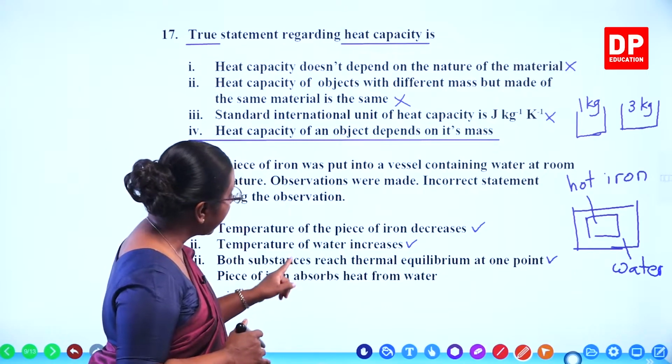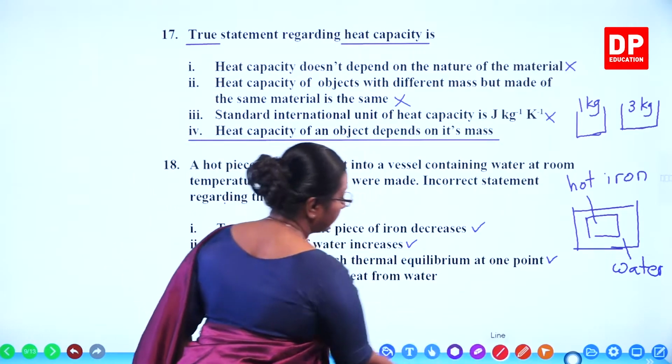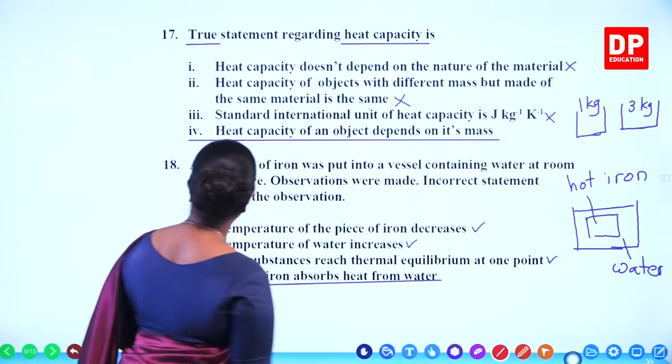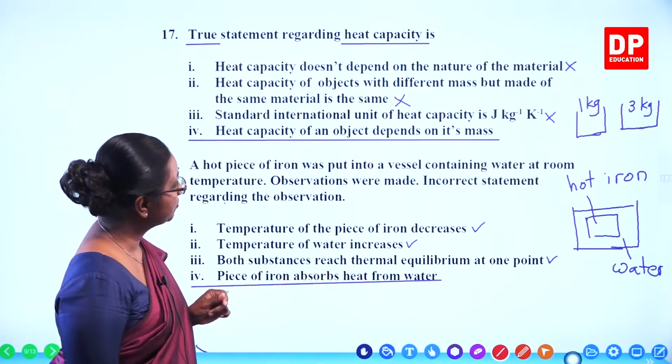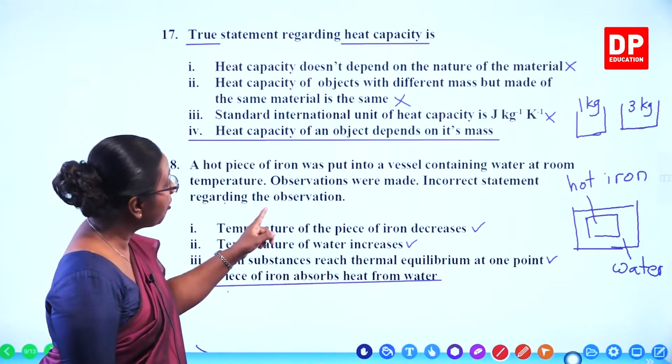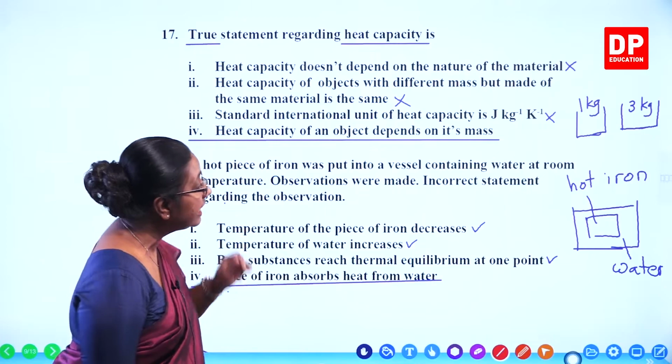The piece of iron absorbs heat from water. That is, of course, incorrect. So, that is the answer there. A hot piece of iron was put into a vessel containing water at room temperature. Observations were made. Incorrect statement.